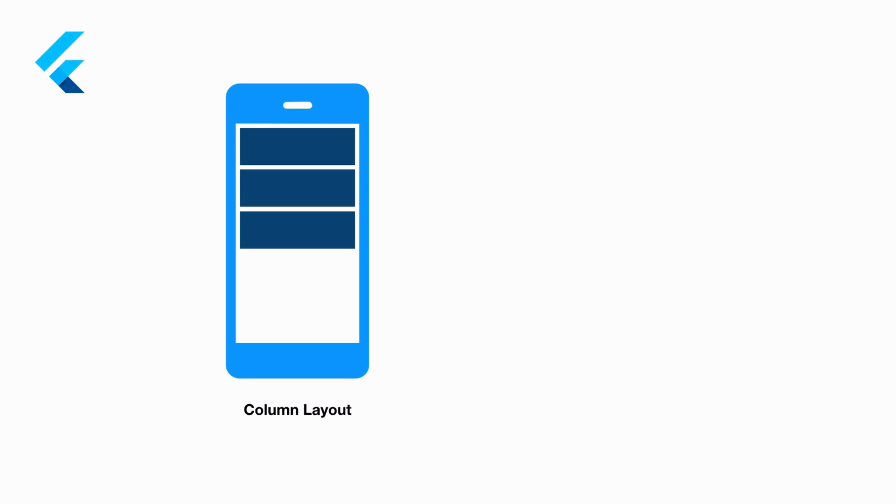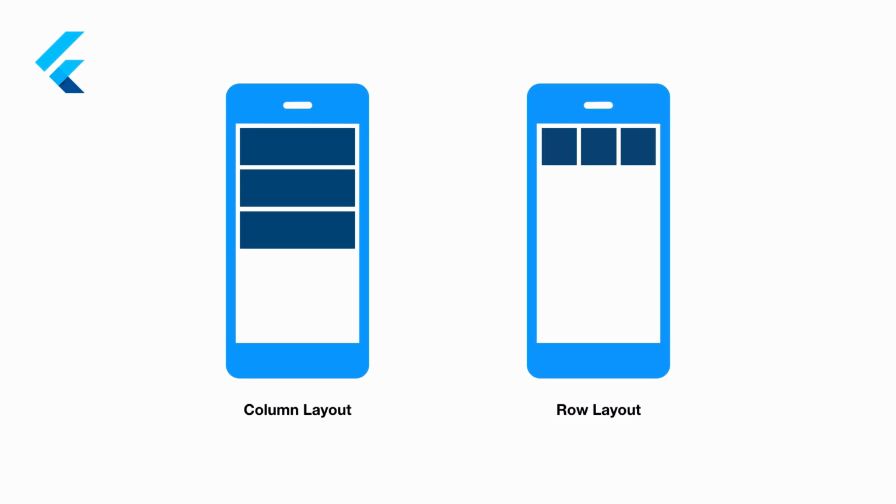Basically the column layout is a user interface which has a lot of content vertically. The row layout is different from the column. If you want to display our items horizontally, we can use this row layout in Flutter.